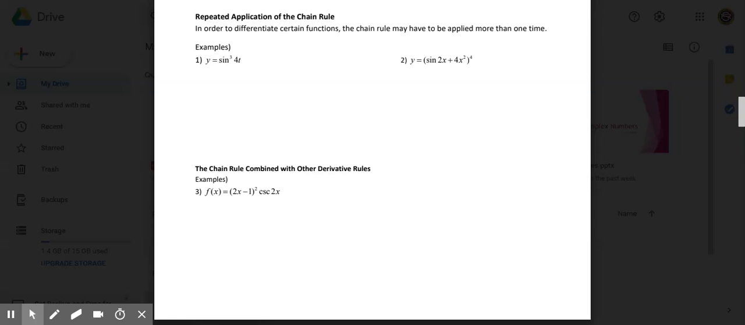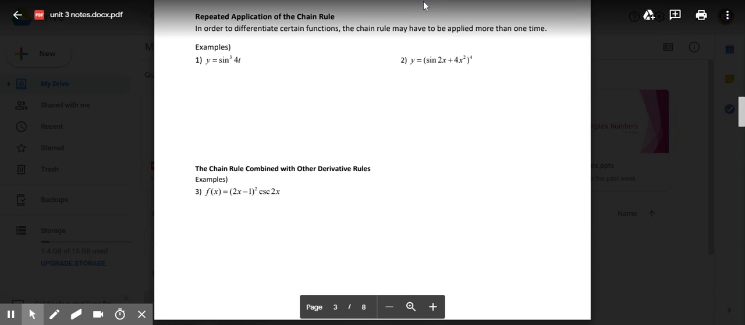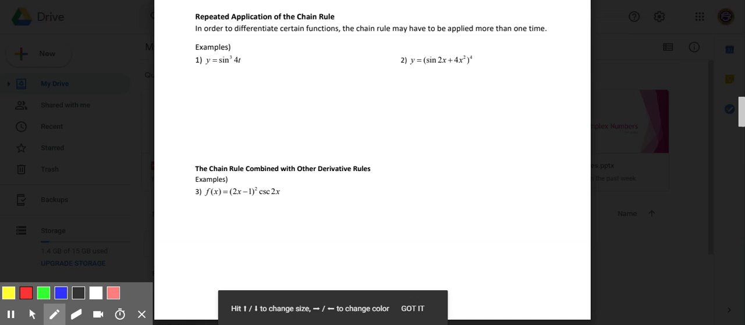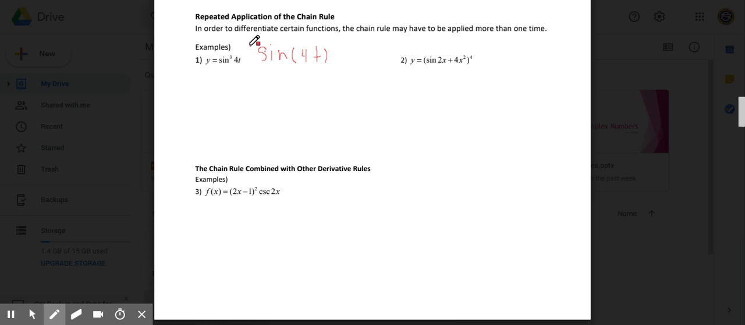Right, so sometimes when we do the chain rule, you might need to do it more than once. So this first function right here, we can actually rewrite this so that it's sine of 4t, the whole thing cubed. That is the same exact thing. So it might make it a little easier to see that inside right here, you have sine of 4t. So you have 4t inside of the sine function, and that whole thing is inside of a cubed function. So you're going to have to do the chain rule twice here.